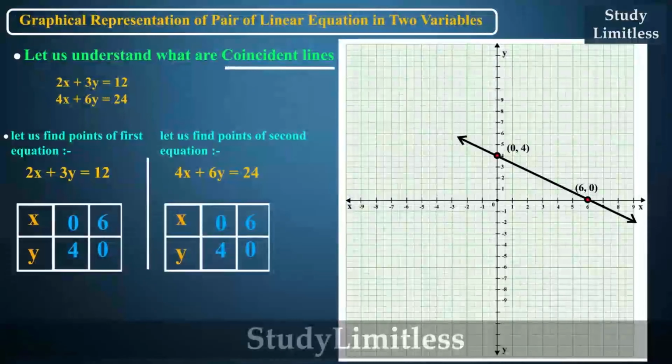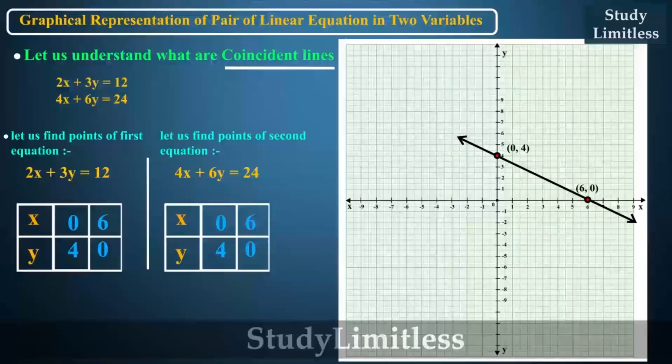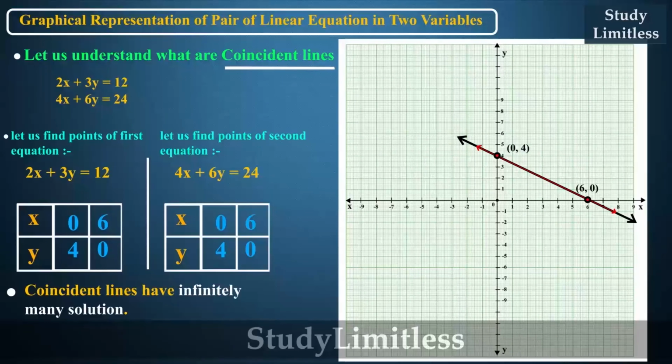Now let us plot the other 2 points, that is (0, 4) and (6, 0). But we know that these points are the same as the points on the first line. That means we have these points already plotted. Let us draw one more line through these points. Here we can clearly observe that these lines are coinciding. They are lying on each other. That means they have an infinite number of points which are common to both the lines. So we can clearly say that we have infinitely many solutions for the given equations.